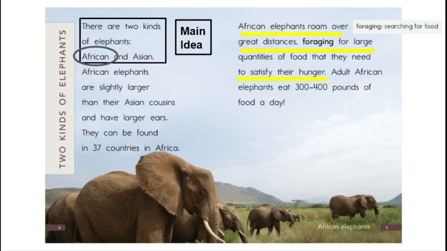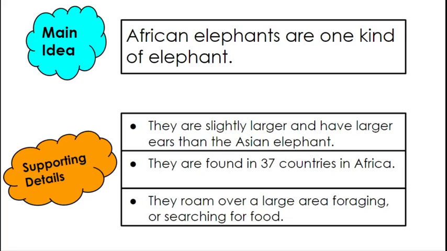Let's look at the next sentence. African elephants roam over great distances, foraging for large quantities of food that they need to satisfy their hunger. What did you think about that one? I also think that that supports African elephants. They roam over a large area, foraging or searching for food. Remember, I can use my lingo here. But if I'm not quite sure I'm going to remember that word later, then when I'm doing my notes, I might put "or" and then write the definition so that helps me remember.